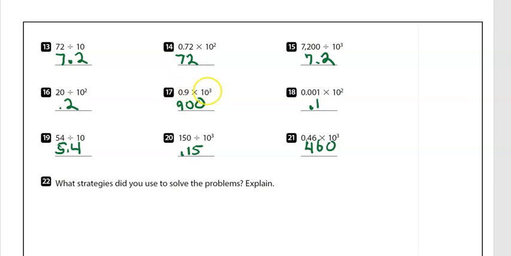9/10 times 10 to the power of 3. 3 shifts. It goes from the tenths, the ones, sorry, right here, the ones, tens, hundreds. There's our 3 shifts. Here we have 1,000th times 2, 2 shifts. Goes from the thousandths place to the hundreds and tenths. Final answer, 1/10. 54, both of these digits shifted over to the right. A smaller place value for each of them, 1 place value, 5 and 4/10.